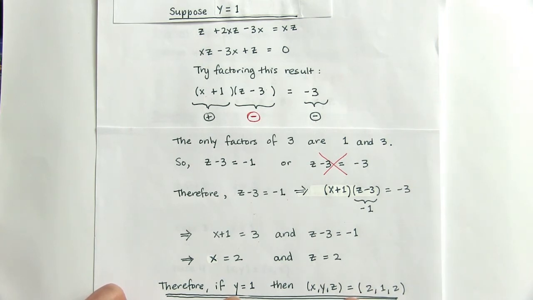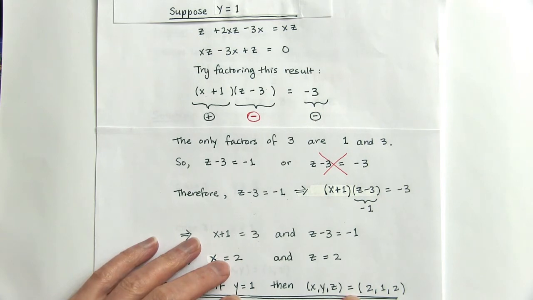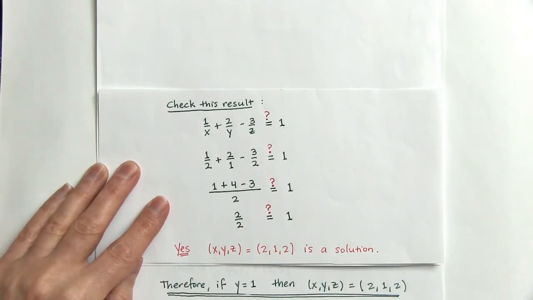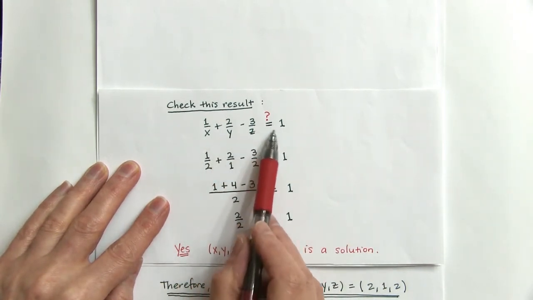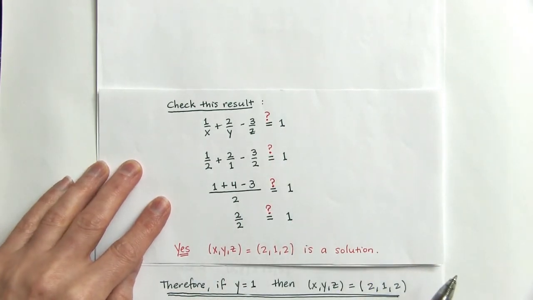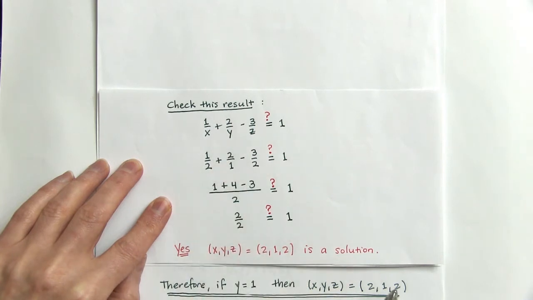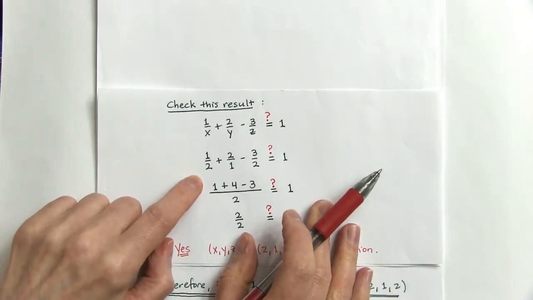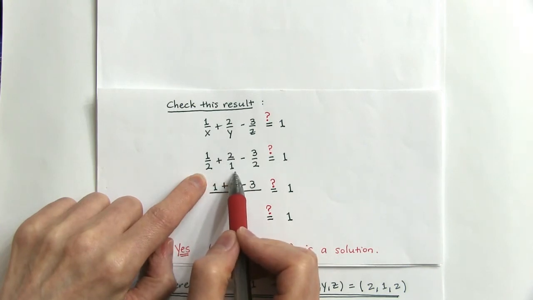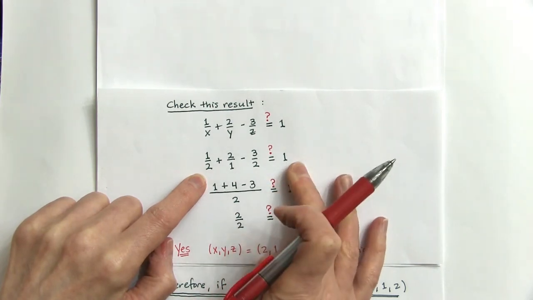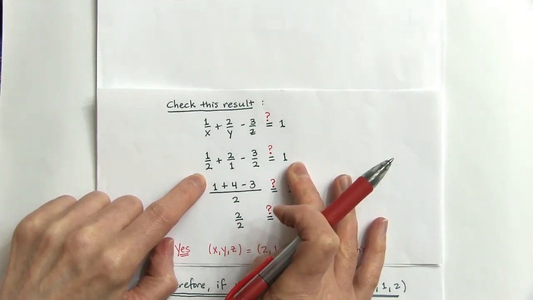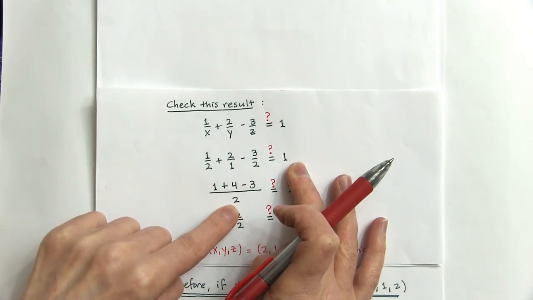Let's check and make sure that this triple of positive integers does solve the original equation. And we can do that like this. So here we see that the triple of positive integers 2, 1, and 2 does satisfy the original equation, because if I plug in 2 for x, 1 for y, and 2 for z, we get 1/2 plus 2 minus 3/2, and is that equal to 1? Well, I'll find a common denominator, and this becomes 1 plus 4 minus 3 over 2. Is that equal to 1?